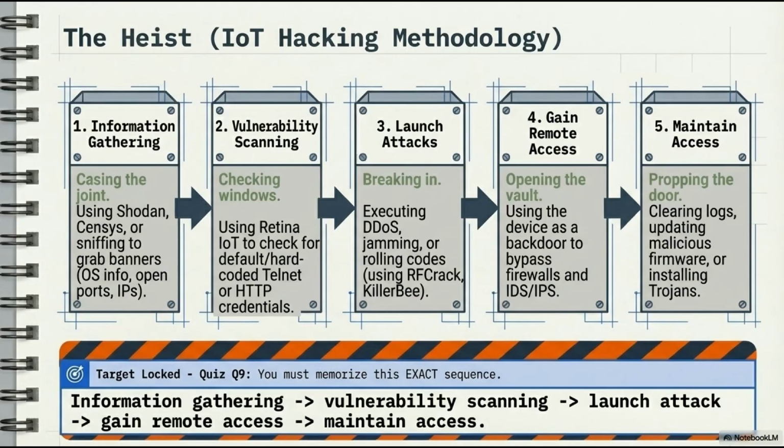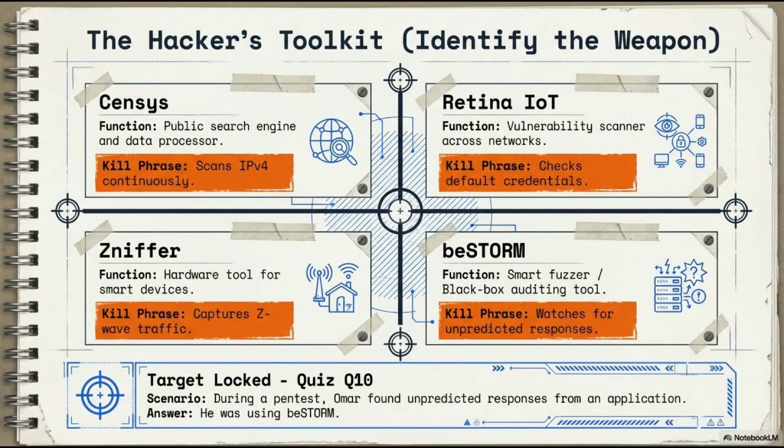Let's check the gear. Moving to slide 11. The hacker's toolkit, identify the weapon. Censys is first. Censys is a public search engine that constantly monitors the internet. It uses ZMap and ZGrab to scan the entire IPv4 address space every single day. Every day. That's insane. And BeStorm. It's a highly intelligent smart fuzzer. It tests over 50 protocols by automating malicious input, trying to crash the application so it glitches and fails open.